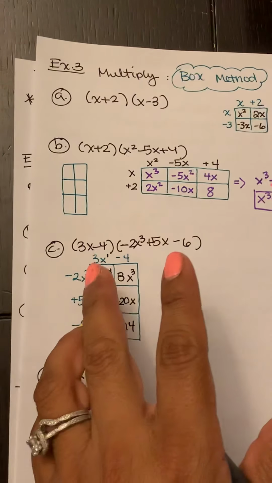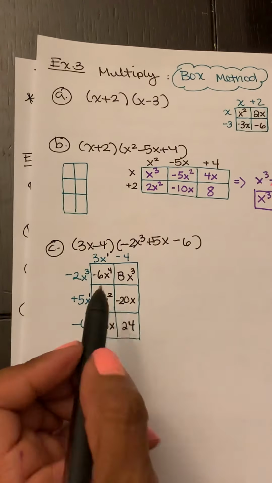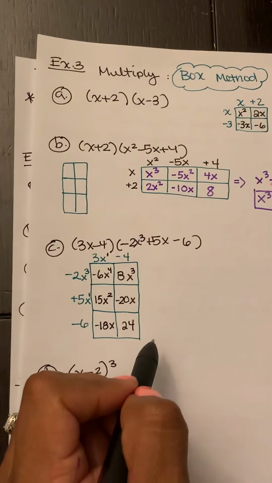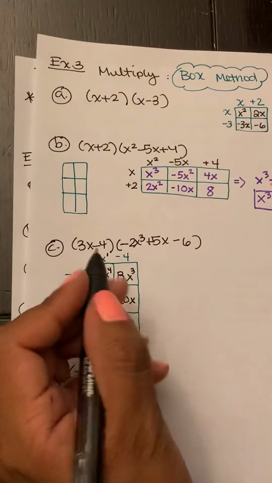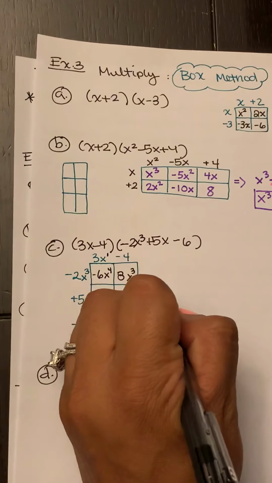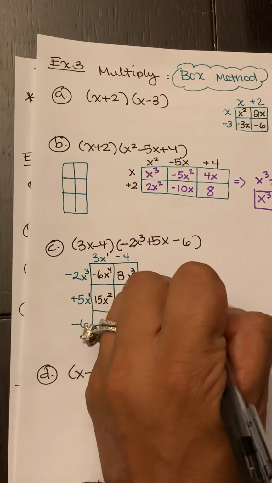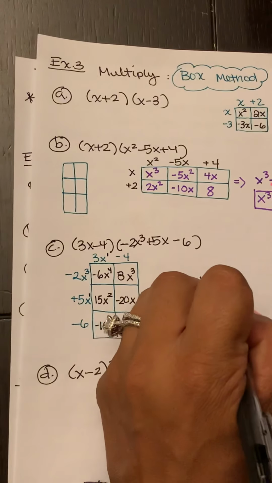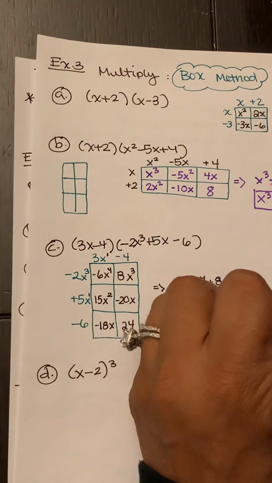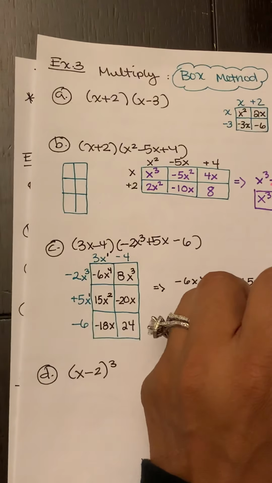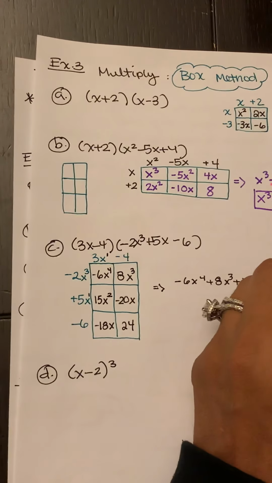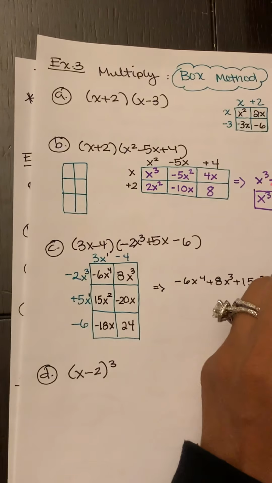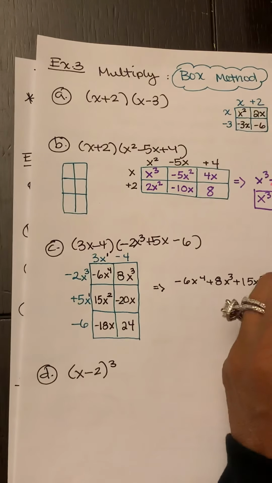Again, you can take these and write them out, or you can combine. Six x to the 4th plus 8x cubed plus 15x squared minus 20x minus 18x plus 24.